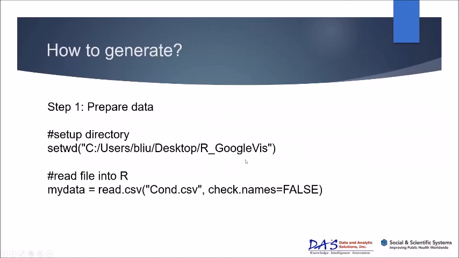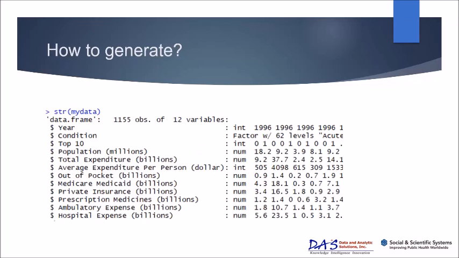First, we need to prepare data. The data set we can either generate in R or in another format which can be imported or read by R. And then let's see the data set we have for this case. We have the time variable, here it is year, and we also have the ID variable, which is for bubbles. Here it is condition, and we have other variables for the other dimensions.